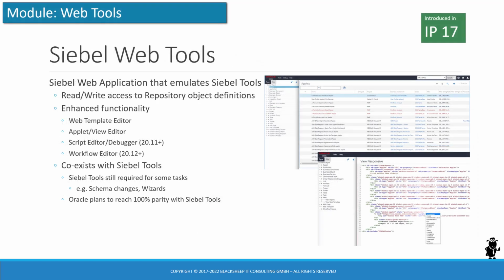Now let's look at chapters in the Siebel 22 workshop for developers. So here we have, of course, Siebel Web Tools, introduced in IP17, so going strong in its 5th year at the time of this recording. It's a Siebel Web Applications implemented in OpenUI that emulates Siebel Tools. So it gives developers read and write access to the repository object definitions, the so-called design repository, with enhanced functionality such as the first web template editor that is included in a tool, the applet or view editor, and those two are actually only available in Web Tools.